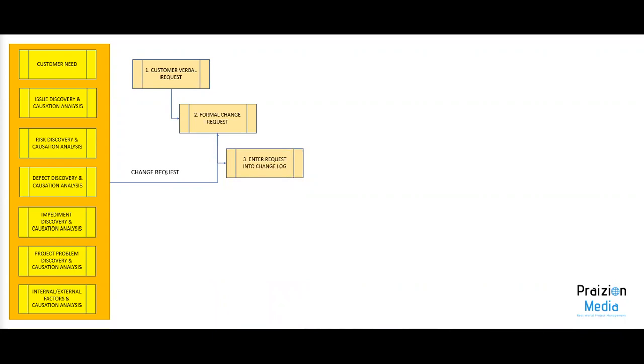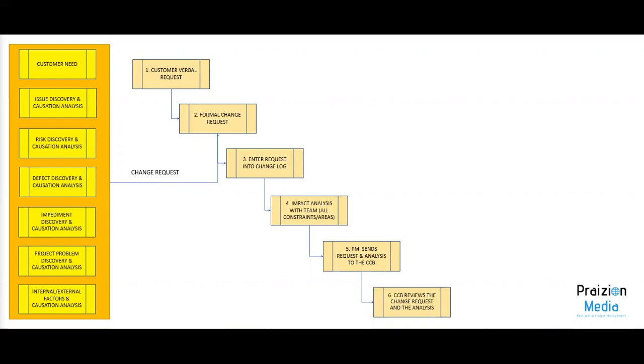The PMI is big about the change log, and you see this generated as an output from perform integrated change control on the project document. So it is important to know. Once you have captured the change request in the change log, there can be an impact analysis with the team, and all constraints and areas are considered. Then the project manager sends the request and analysis to the change control board. The change control board reviews the change request and the analysis. The change control board performs the analysis and decides the outcome.